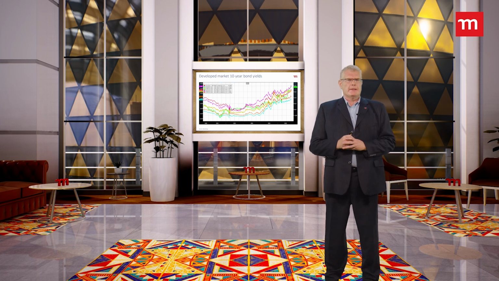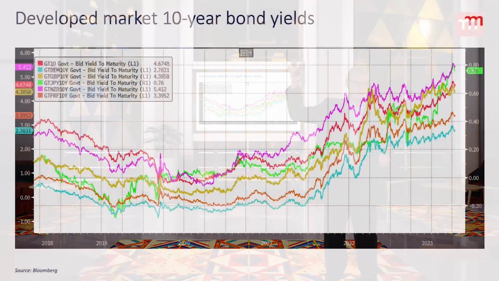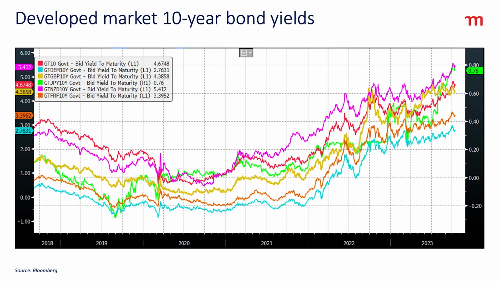So what has happened to developed market bonds? Well, as we said, they all moved higher. Remember we said the US moved from 30 basis points up to 5%. We've seen very similar moves. European bonds, UK bonds, Japanese bonds, yes, albeit at a lower level, but the trend is the same. That's why we've seen emerging market bonds move as well.